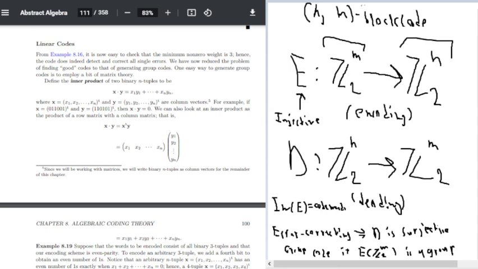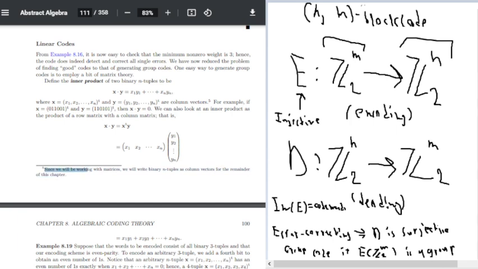So, linear codes. From Example 8.16, it is now easy to check that the minimum non-zero weight is 3. Hence, the code does indeed detect and correct all single errors. We have now reduced the problem of finding good codes to that of generating group codes. One easy way to generate group codes is to employ a bit of matrix theory. Define the inner product of two binary n-tuples to be x · y = x1 y1 + x2 y2 + ... + xn yn, where x = (x1, x2, ..., xn)^T and y = (y1, y2, ..., yn)^T are column vectors.